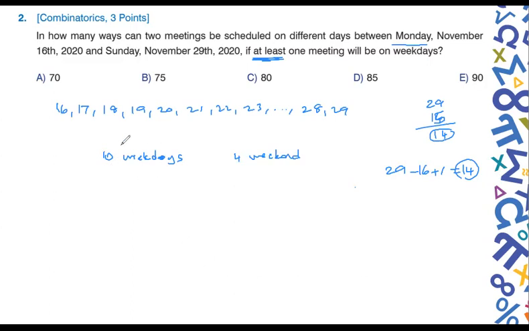If I choose one of the meetings on a weekday, it could be any of those 10 days because they are different days. So we have 10 options for one of the meetings to be on a weekday, and the second meeting should be scheduled on a weekend. We have 4 options, so we multiply this by 4. So in this case, one meeting is on a weekday and the second is on a weekend. But this is one case; or we can schedule both meetings on weekdays.